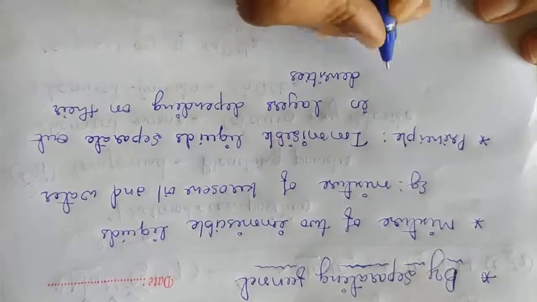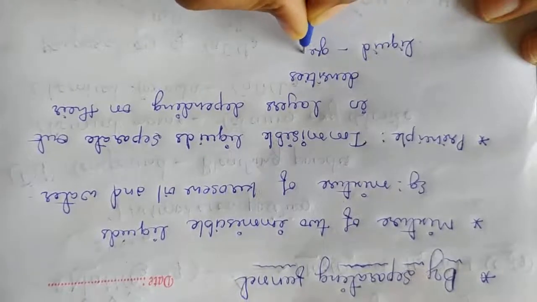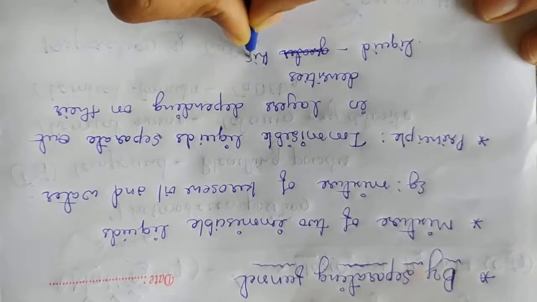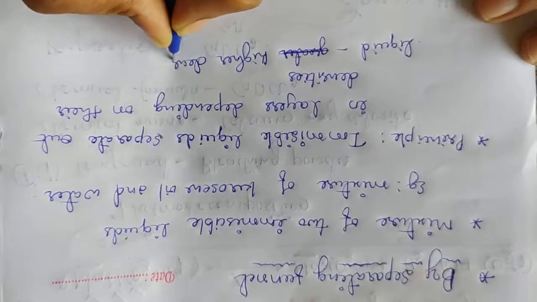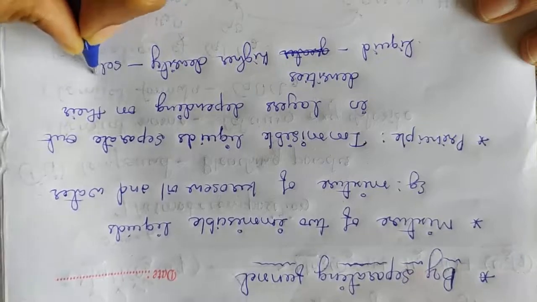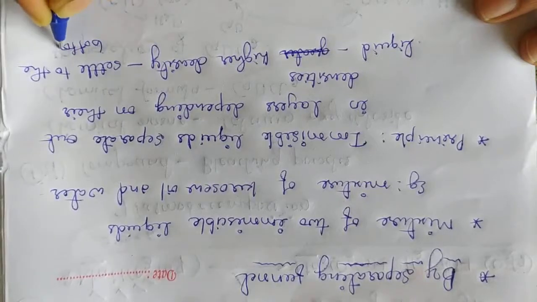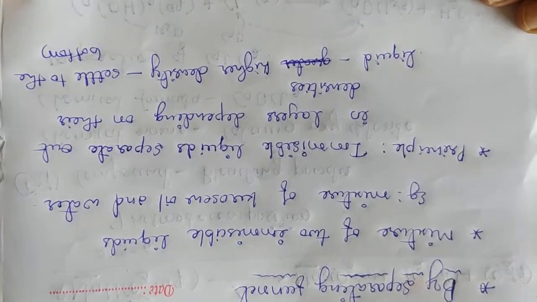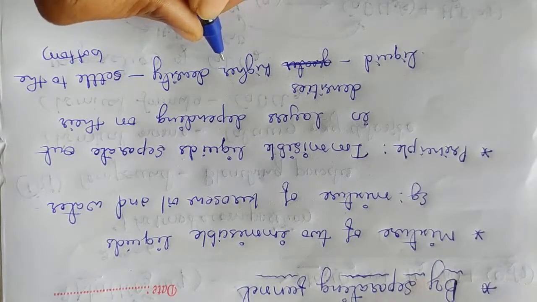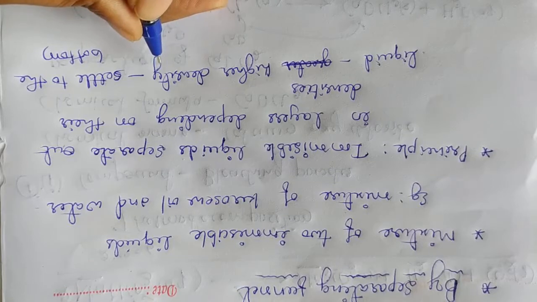The liquid with higher density will settle at the bottom in the separating funnel. Above this layer, the liquid which has lower density will settle. Like this, immiscible mixtures are separated.